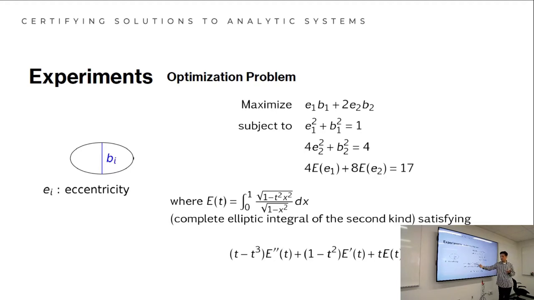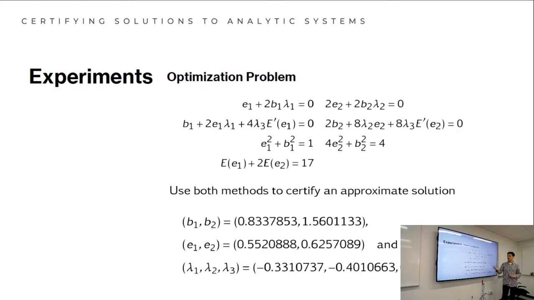We have E(t) here, which is given here. This is called the complete elliptic integral of the second kind. This is not even algebraic. Even though it is analytic, it is not algebraic, so this is quite a complicated definite function. It satisfies this kind of differential equation. Anyway, with this function, we want to solve this optimization problem. In order to solve it, we consider the Lagrange multiplier, so we introduce three more variables, lambda 1, lambda 2, and lambda 3 here.